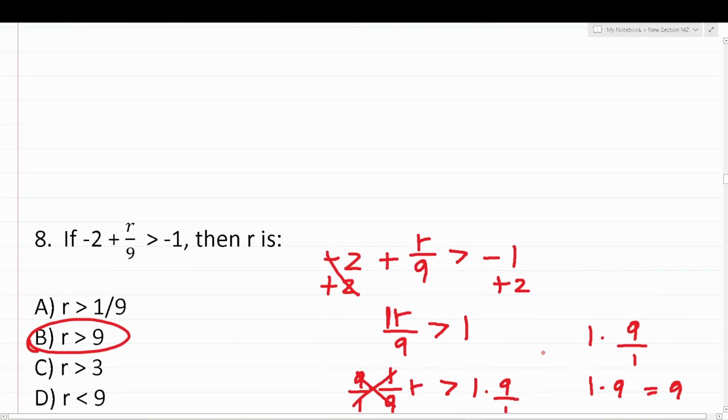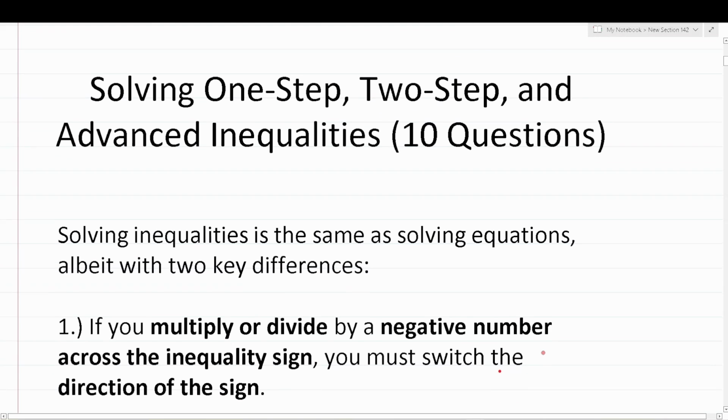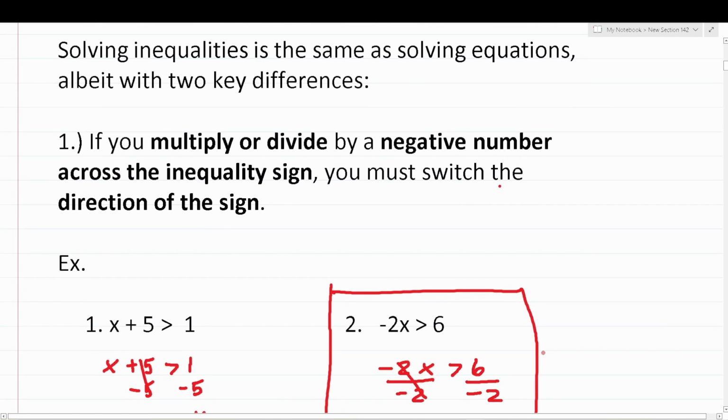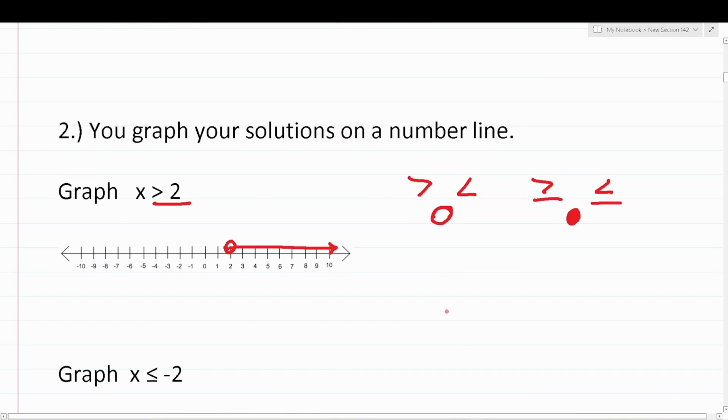All right, so that is it for this video. As I said at the start of this video, if you can solve equations, you can solve inequalities. You just have to keep those two differences in mind, notably that if you multiply or divide across the inequality sign by a negative number, you have to change the direction of the sign. And instead of graphing something on a Cartesian plane, you're now graphing your solution on a number line with either an open or a closed circle. Apart from that, solving inequalities is almost identical to solving equations. If you can do one, you can do the other. And for that reason, you should always get these questions right on either the ASVAB or PiCAT.